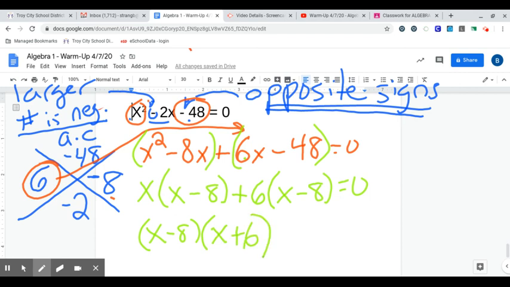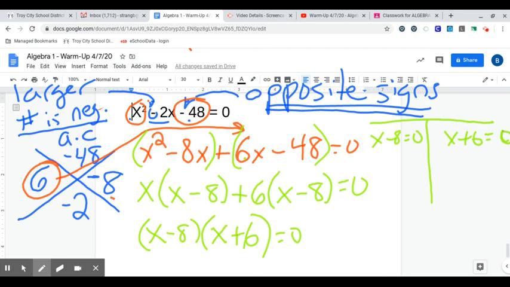All right, again, this is where we could do that t-chart, and we're going to be doing more of that, where we set them both equal to 0. X minus 8 is equal to 0. X plus 6 is equal to 0. And then we just solve for x.